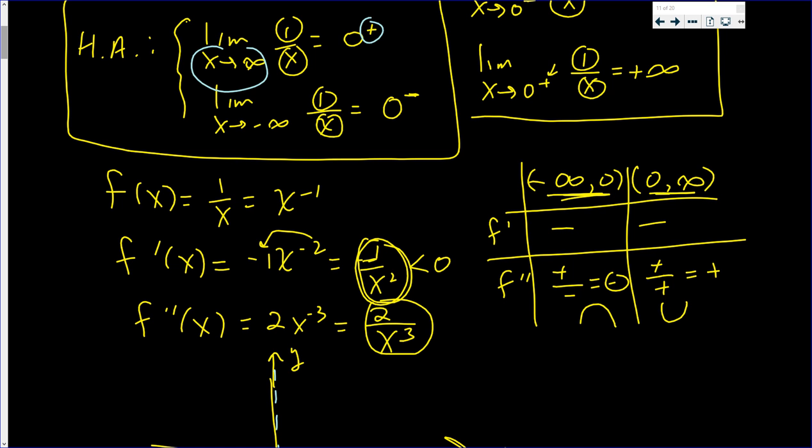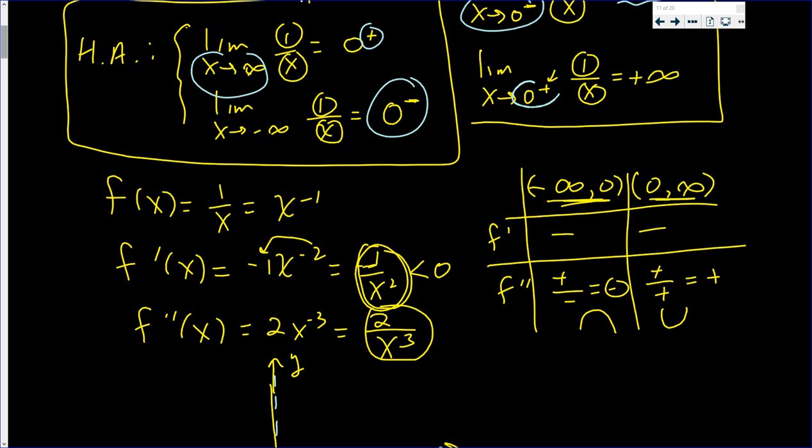And what about on both sides of the vertical asymptote? If you're a little bit to the left of 0, the function is going to be negative infinity. That's a little bit less than 0. We're going to be down at negative infinity. And when x is a little bit more than 0, you're heading towards positive infinity. A little bit more than 0, you're way up there.